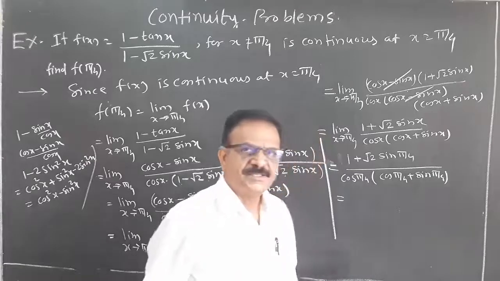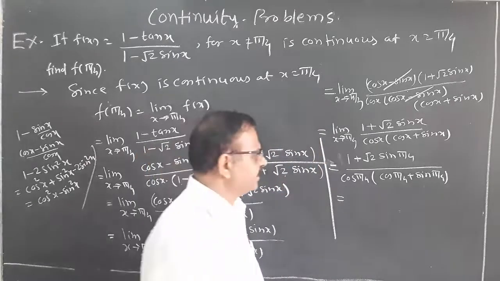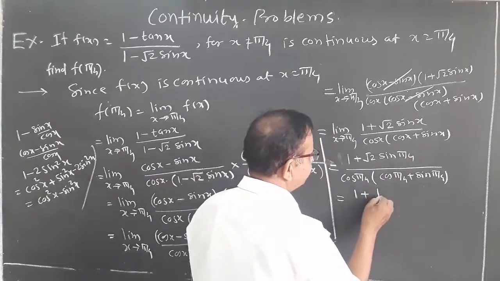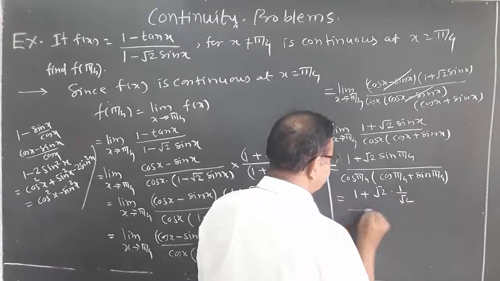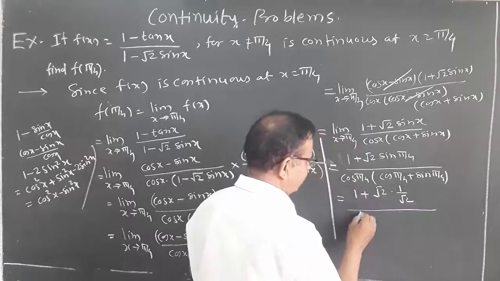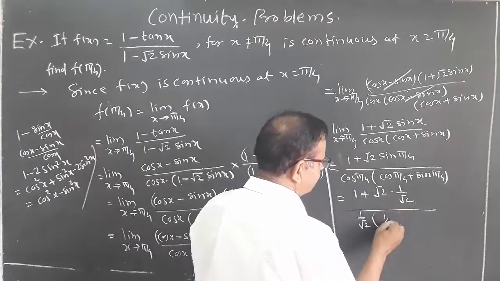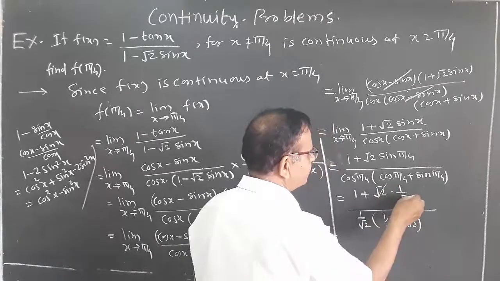We know that sin pi by 4 equals 1 by root 2, cos pi by 4 is 1 by root 2. Therefore, I shall substitute the value of sin pi by 4, 1 by root 2: 1 plus root 2 into sin pi by 4, 1 by root 2, divided by cos pi by 4, 1 by root 2, into cos pi by 4, 1 by root 2, plus sin pi by 4, 1 by root 2. This root 2 gets cancelled.